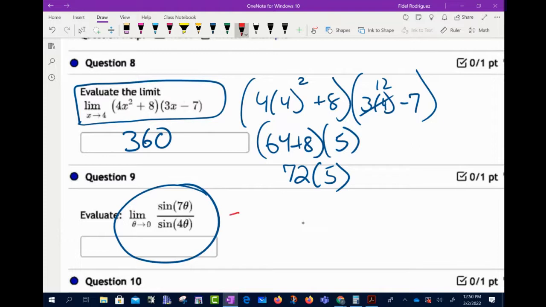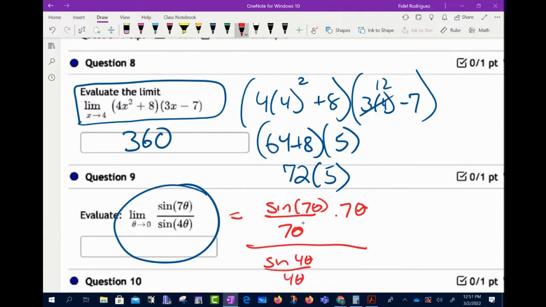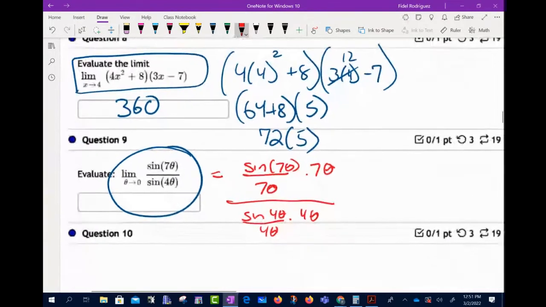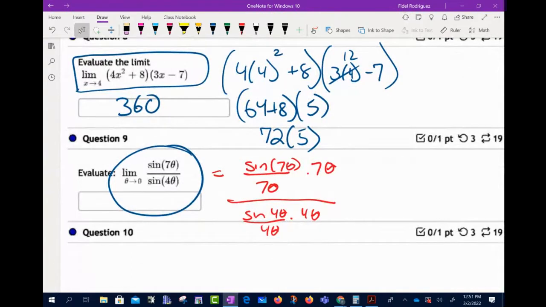First thing we're going to do here, y'all, I'm going to look at this as the sine of 7 theta. I'm going to put a 7 theta on the bottom and a 7 theta on the top. Okay? Because if I divide and multiply by the same factor, I haven't really changed it a whole lot, right? I'm going to do the same thing here. The sine of 4 theta over 4 theta, and I'm going to multiply by a 4 theta over here. Okay, but hold on. We're going to get there in a minute. Next question. Since we're taking the limit as theta approaches 0.